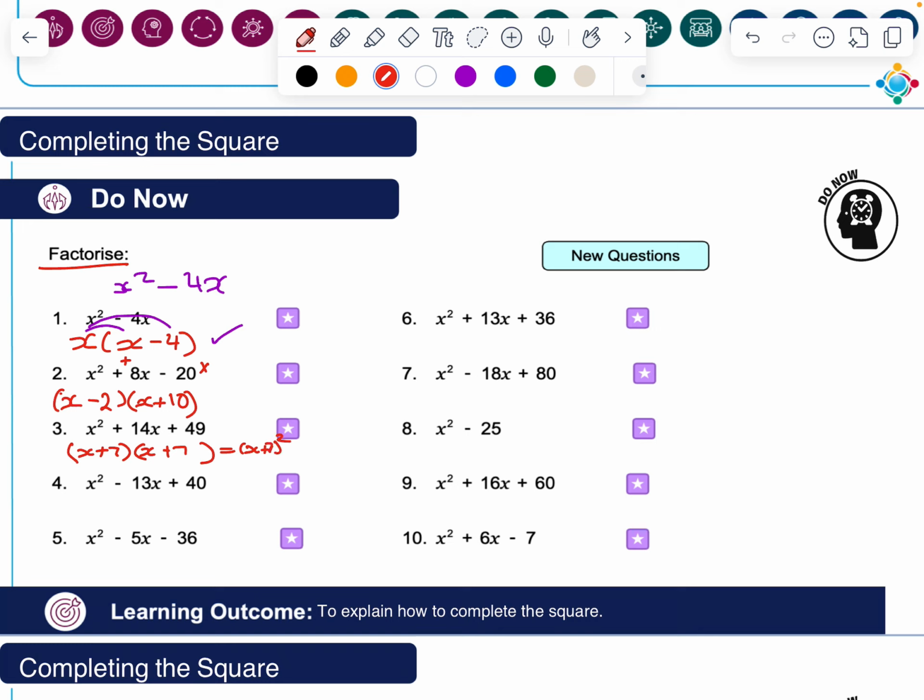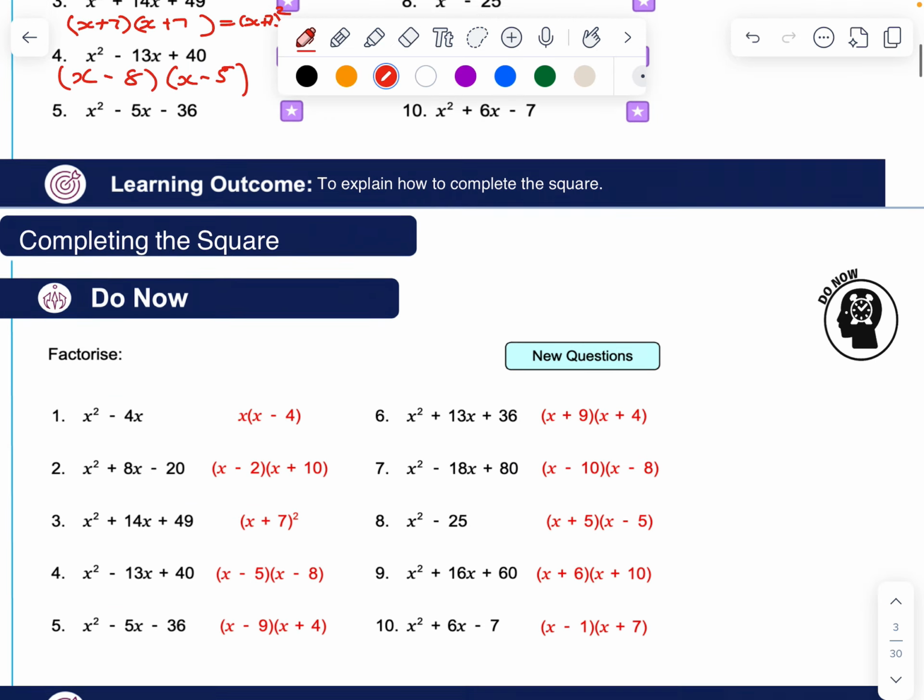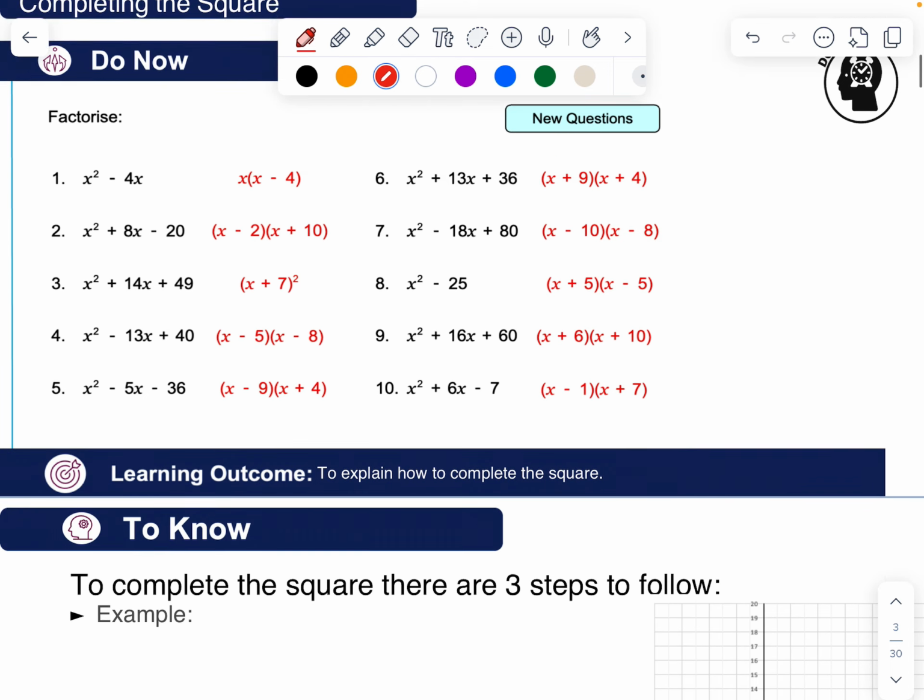Okay, I'll do one more, then I'm going to move on. So two numbers that times to give me 40, but add to give me negative 13. So in this one, because my number is a negative, they're both going to be negative, the negative 13. So 40, you could write down your multiples of 40 if you're not sure. So 1 and 40, 2 and 20, 4 and 10, 8 and 5. So it's going to be negative 8, negative 5. Right, now there's the answers for them if you want to have a look.